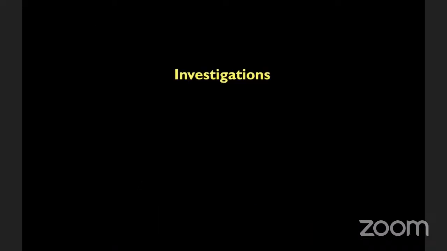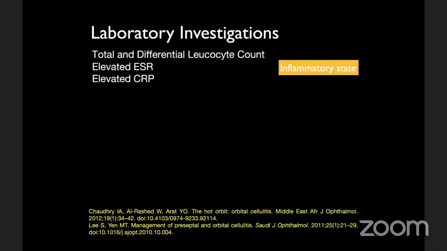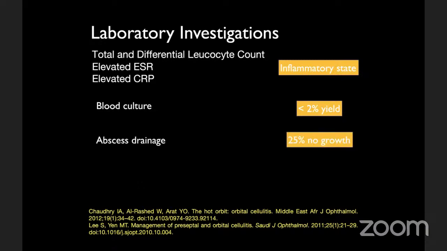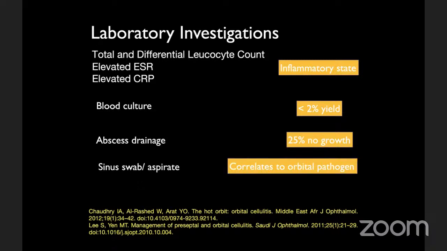So certain laboratory investigations would include the total and differential leukocyte count. And in that, we would invariably notice an elevated ESR or an elevated CRP, which would contribute to an inflammatory state. Blood culture, but most of the time, the yield is positive in less than 2%. Then the sample which we send from the abscess drainage, in almost 25% of the cases, no growth can be seen. But of course, in 75% of cases you would be able to identify the infective organism.